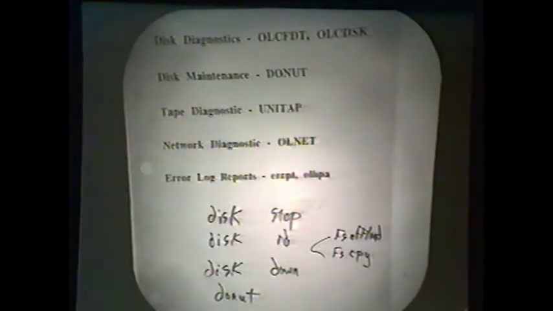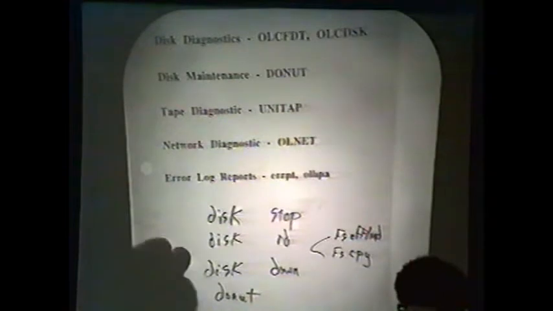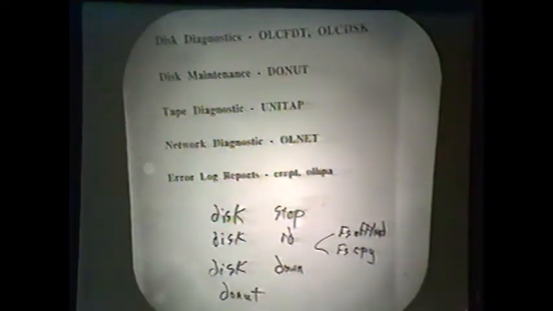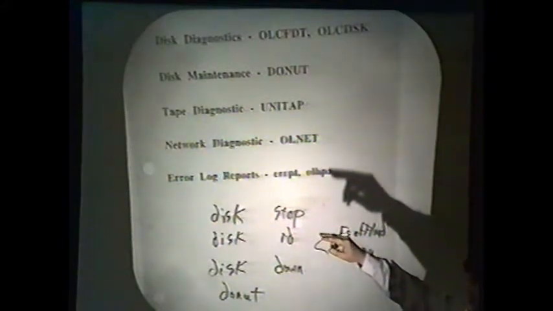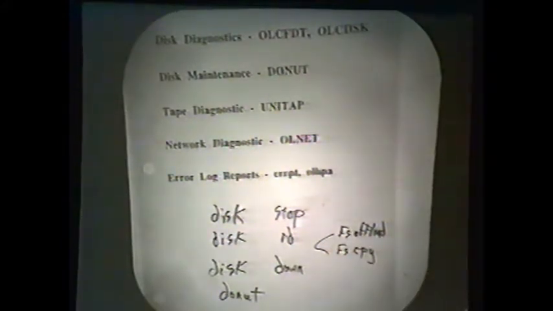So it may not be as easy a thing to do in UNICOS as in COS, where a field engineer can basically do it without any problem. In UNICOS, I don't think you trust it to them anymore. A couple other diagnostics: you have UniTap for tape diagnostics and OLNet for network diagnostics. And you also had AirPT, and OLHPA is a field engineer tool to look at hardware reports and give you module locations, that sort of thing.